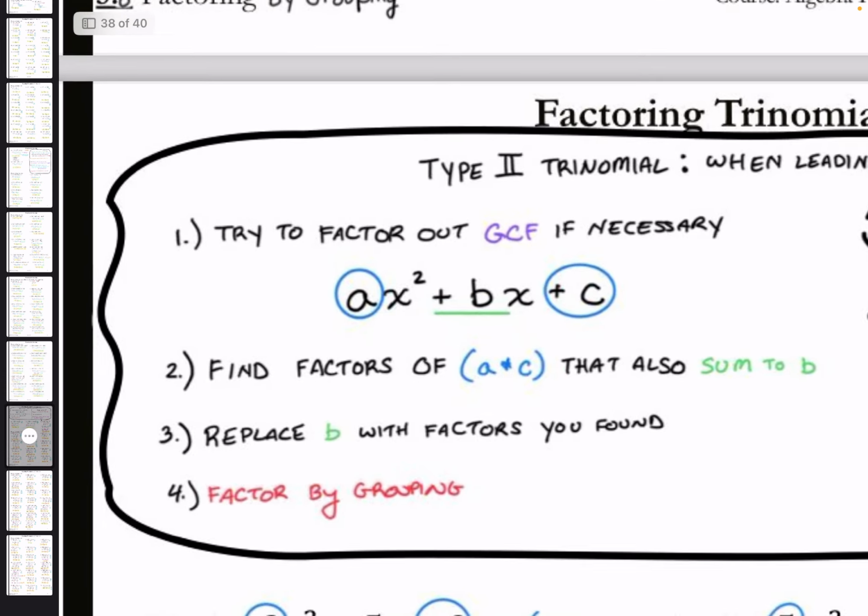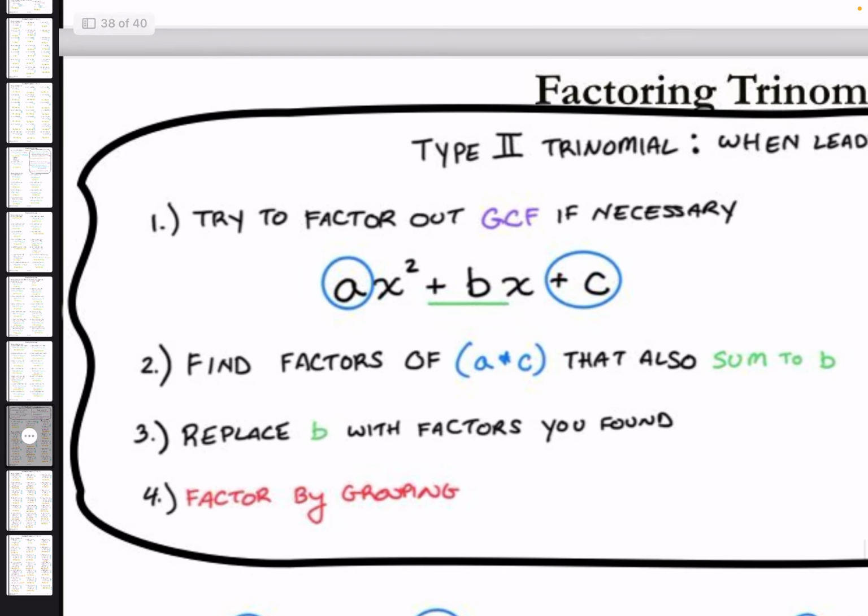So I'm going to zoom in here, and these are similar to the notes that we took before: try to factor out a GCF, find factors of A times C that sum to B, replace B with the factors you found, and then factor by grouping. Steps 3 and 4 are the ones that are different. You have to replace B with the factors you found, and then factor by grouping. That's one way of doing this.